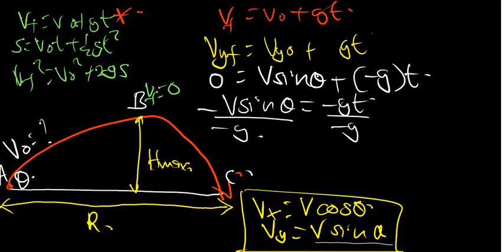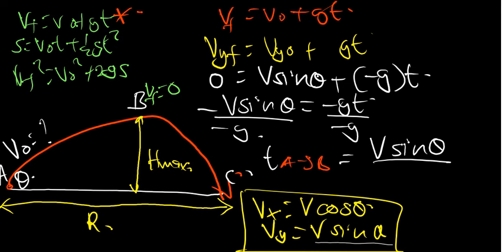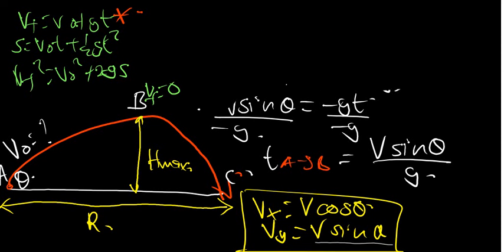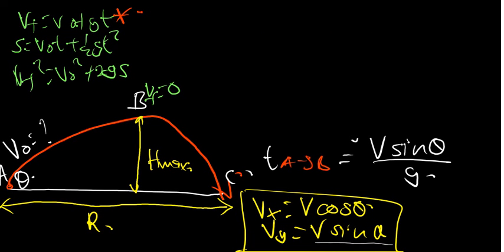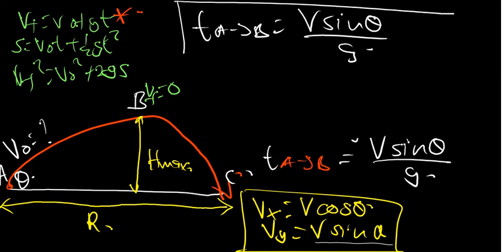Okay, so we can see that our T, we're talking about T from point A all the way to point B, is going to be equal to, the negative and negative will go, V sin theta divided by G. So this is going to be our formula which is going to help us to find the time for that ball to reach the maximum height. So the time from A all the way to B is equal to V sin theta over G.